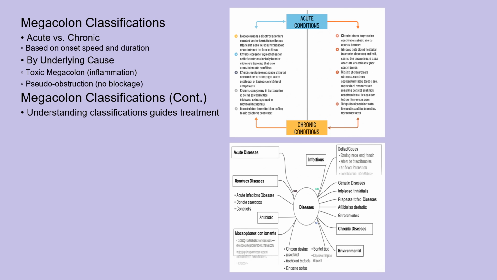Megacolon isn't always a one-size-fits-all condition. It can be classified in a few ways. We have acute versus chronic megacolon, depending on the speed and duration of symptom onset. We can also categorize it based on the underlying cause, such as toxic megacolon, associated with severe inflammation, or pseudo-obstruction megacolon, where there's no physical blockage, but the colon behaves as if there is. Understanding these classifications can help guide treatment strategies.